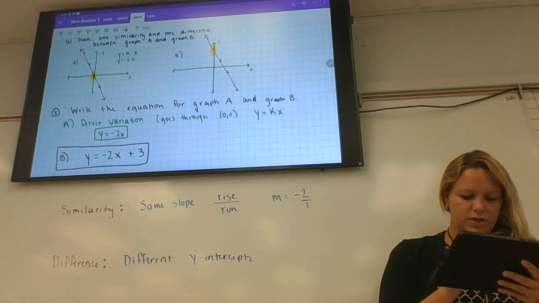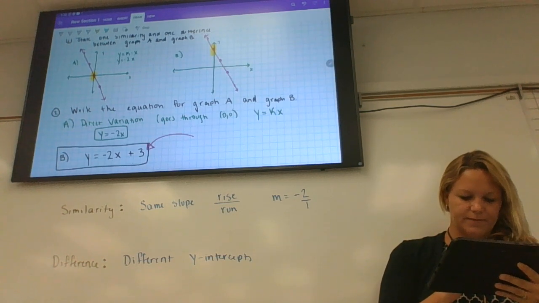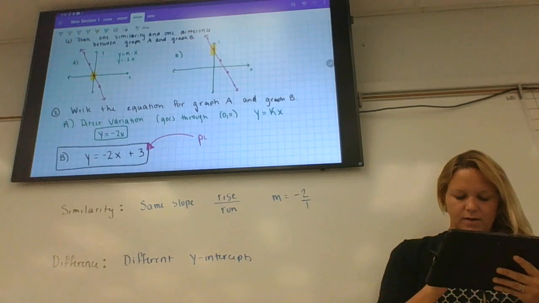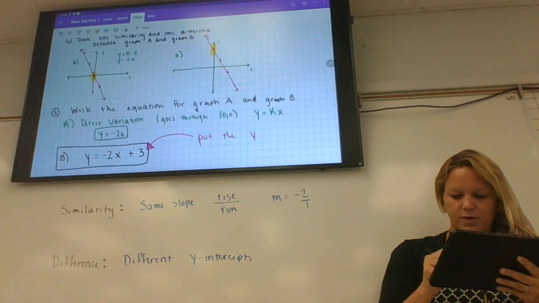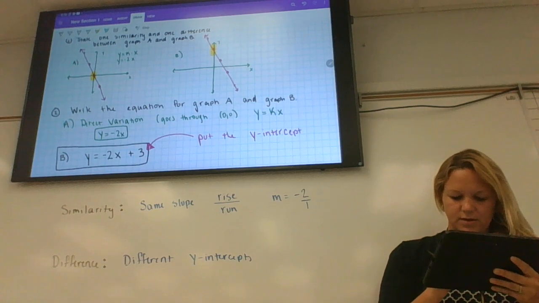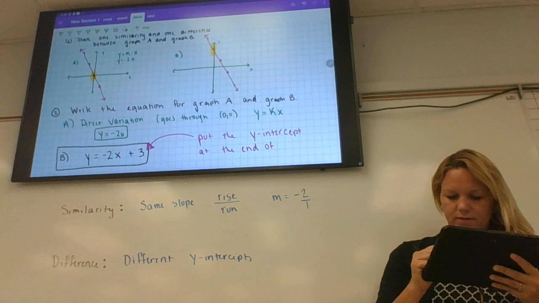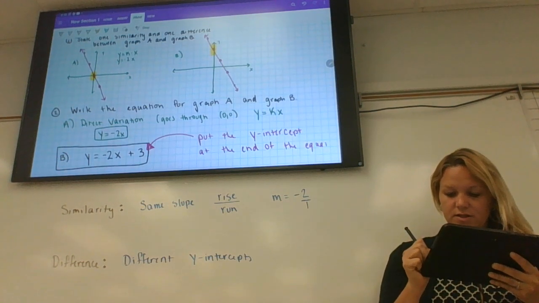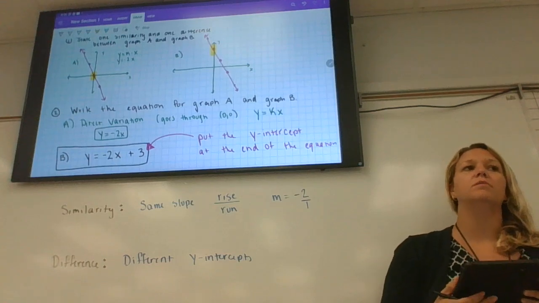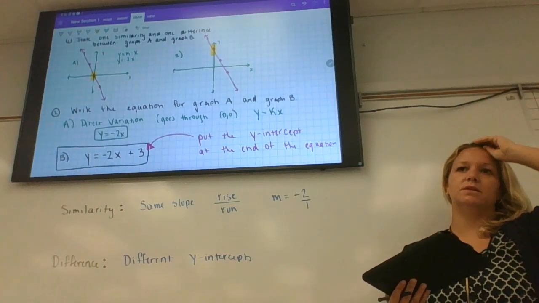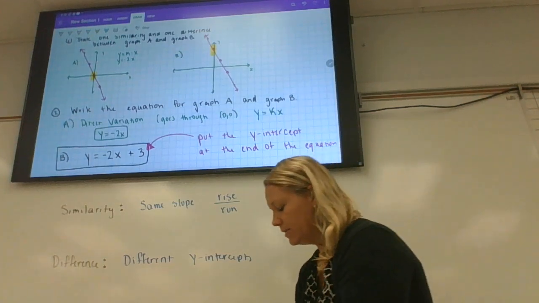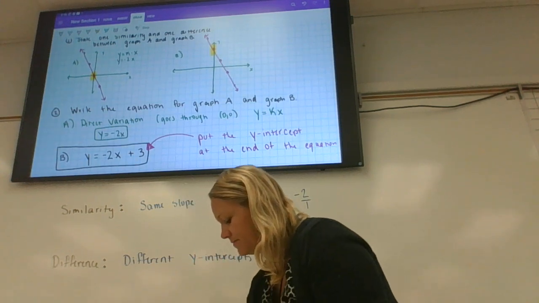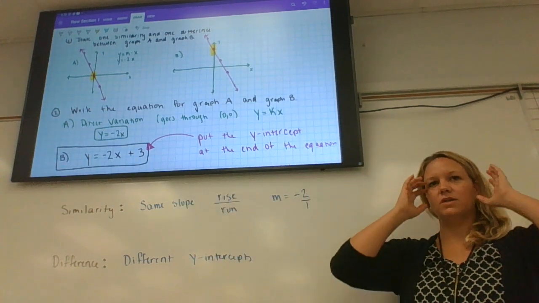So let's just make a little note of that in this work. Put the y-intercept at the end. So these equations are almost exactly the same, but if your y-intercept is something other than 0, it shows up in your equation. Does anybody have questions about that?